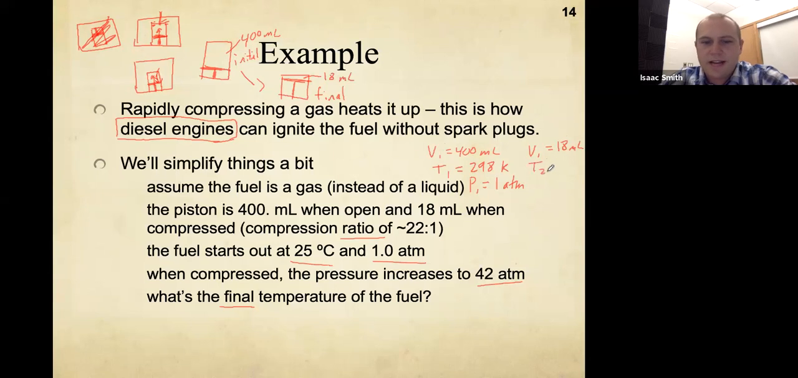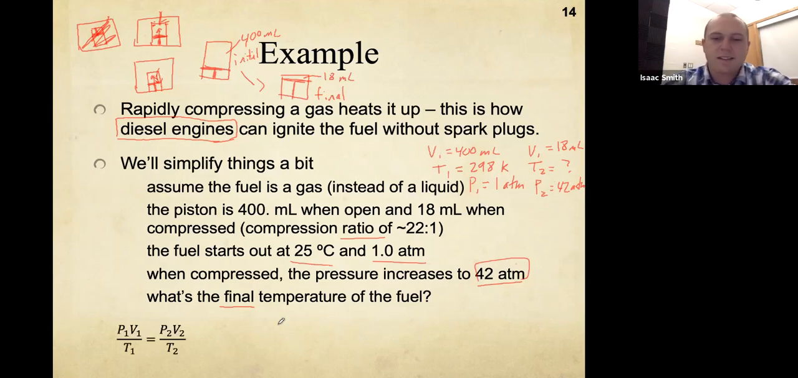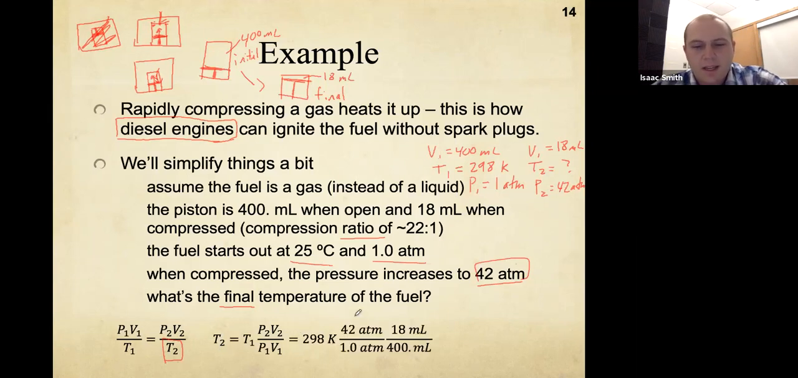Okay, the question is asking us what is the final temperature, so this is our unknown. And the final pressure it gives us is 42 atmospheres. So you can see there's 6 different variables and we're solving for one relating volume, temperature, and pressure. So this is going to have to be the ideal gas law. You're going to solve for T2. So rearrange the equation to solve for T2, and then you're plugging in the numbers and getting your answer.